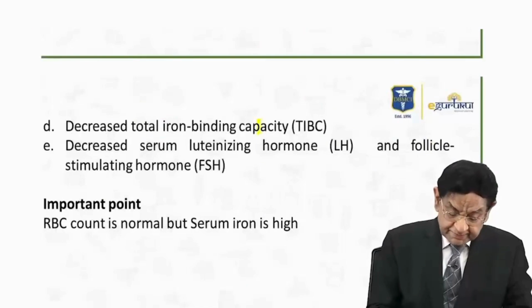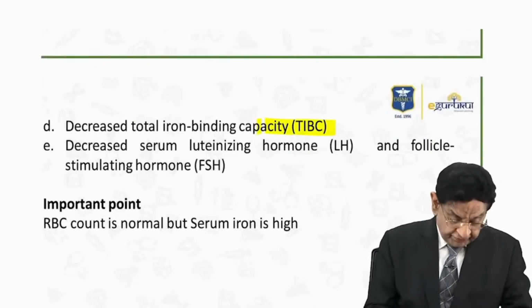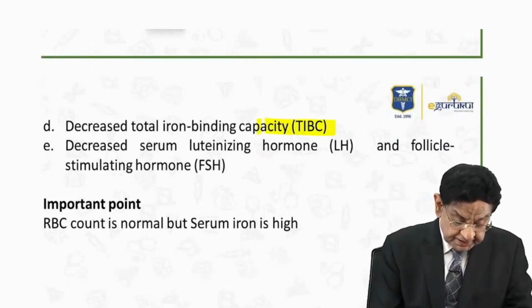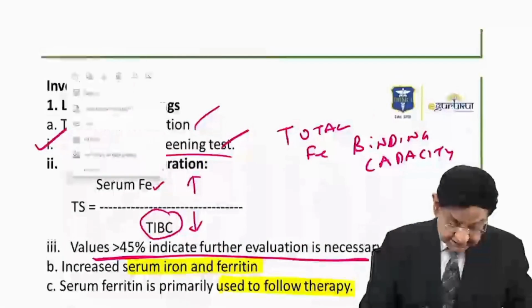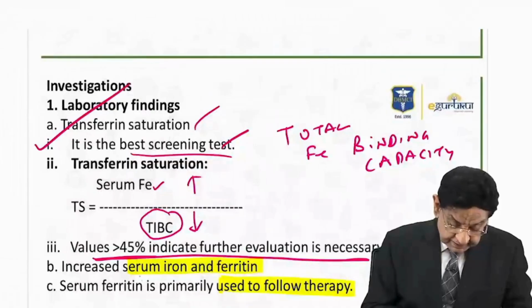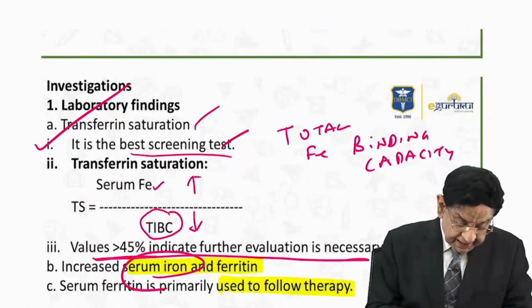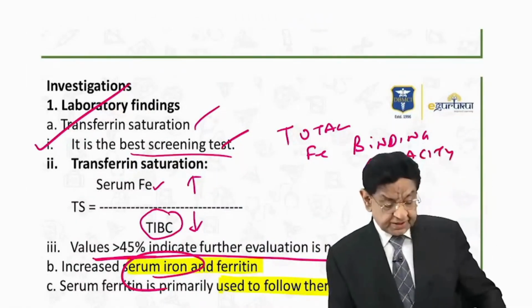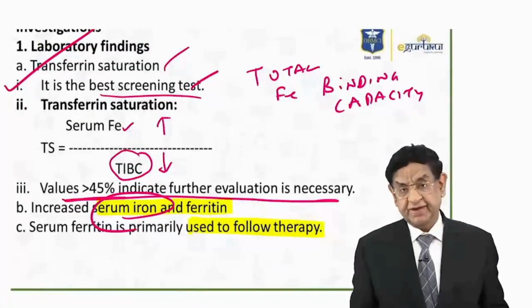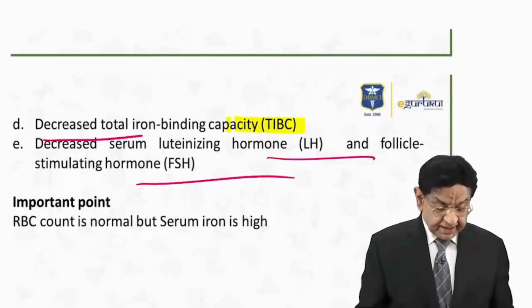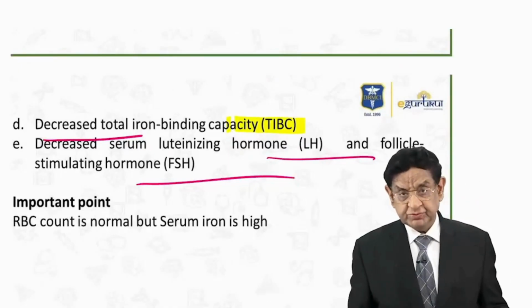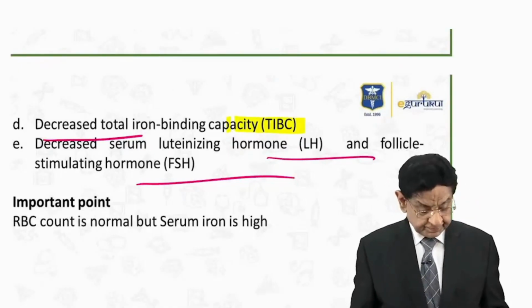Total iron binding capacity is reduced, and in fact TIBC is reduced and total iron is increased. That's why the saturation is more than 45. LH and FSH levels are reduced because of damage to the anterior pituitary.